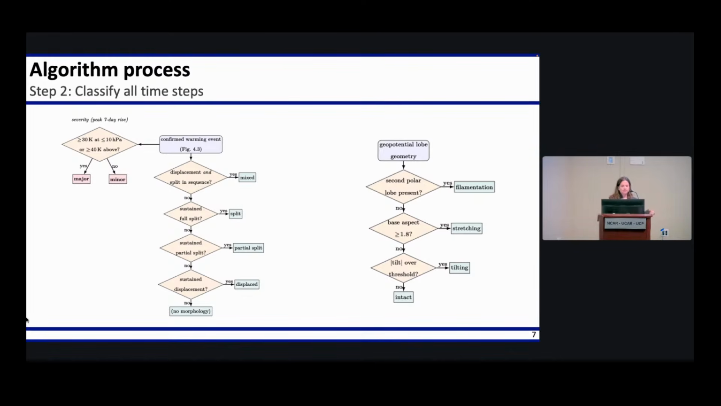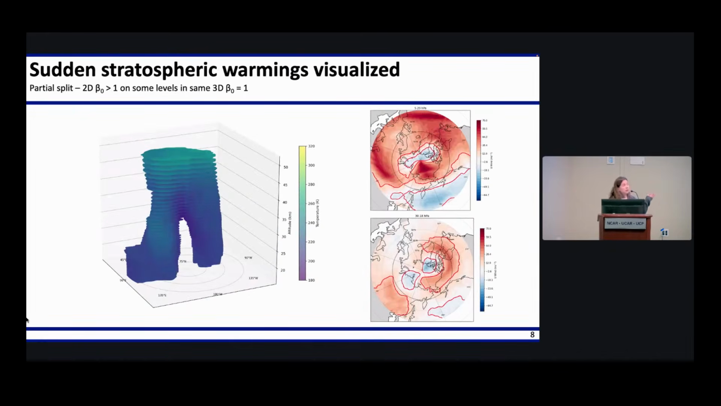In the classification of warmings, we find two new classifications, though one of them is not so new, that aren't typically identified by other algorithms. One of them is a mixed event. This is in the literature, where we have multiple morphologies within the same disturbance that do not reconvene between. The other is a partial split, where the vortex splits but not all the way before it reconvenes. So I have a lot of visualizations now.